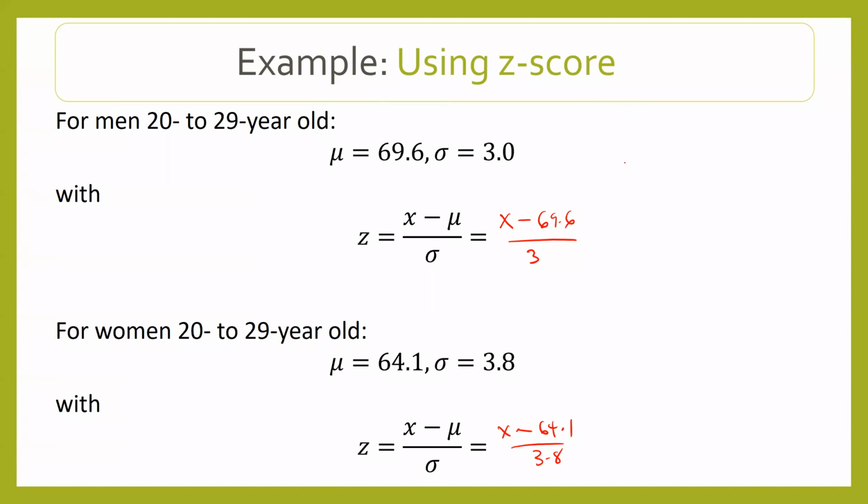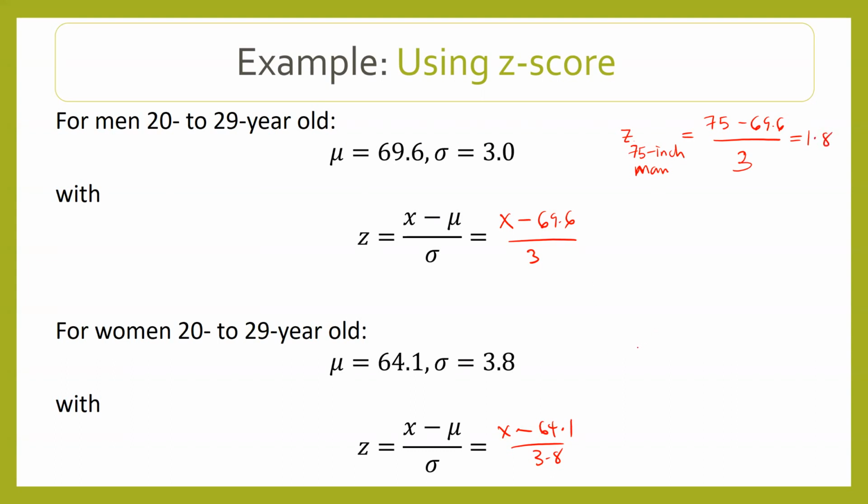Now, for a 75-inch man, let's say Z for a 75-inch man will be 75 minus 69.6 divided by 3. And if you use your calculator here, you will get 1.8.